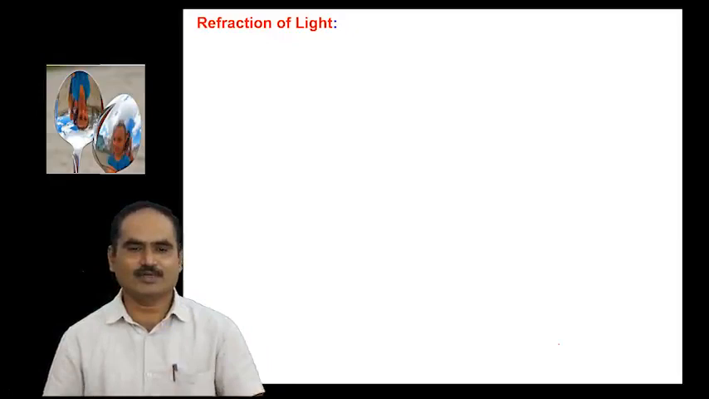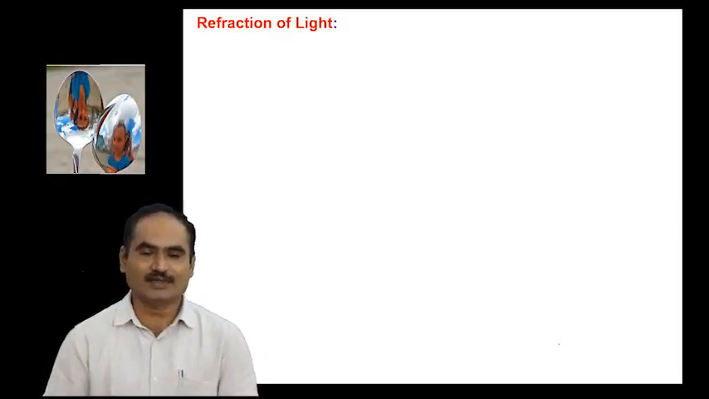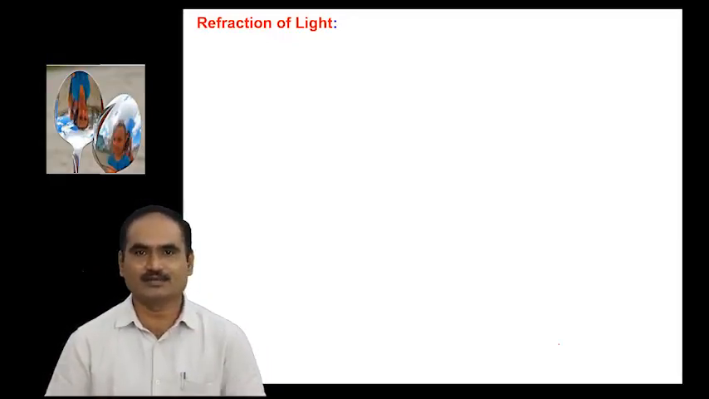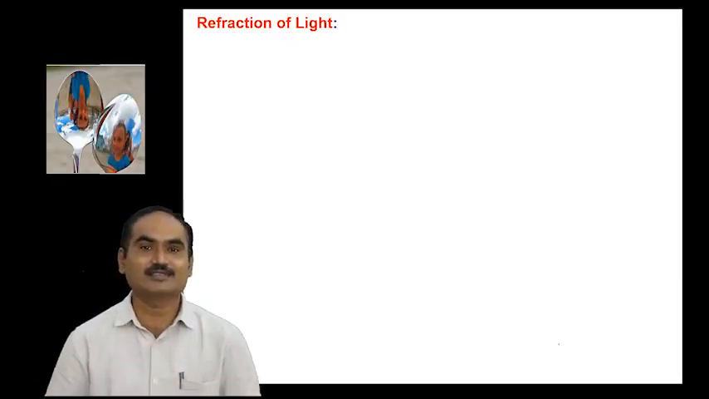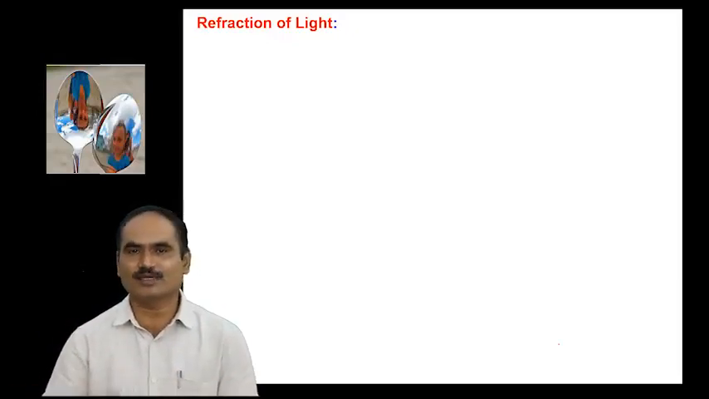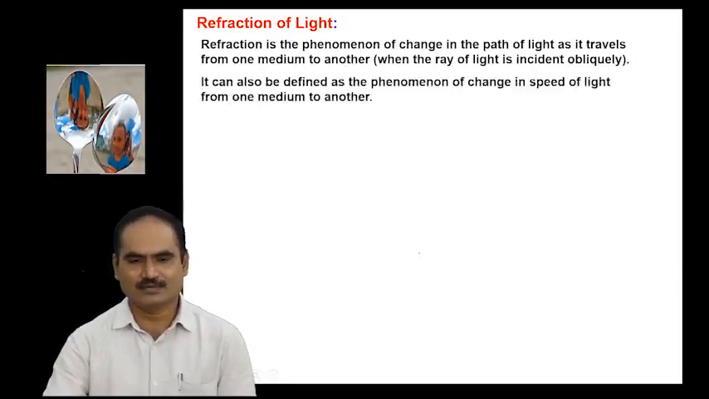Right? So this phenomenon is called refraction of light. It can also be defined in another way. That is, when light travels from one medium to another medium, it changes its speed. Either it may increase or it may decrease. Right? So let us see this.